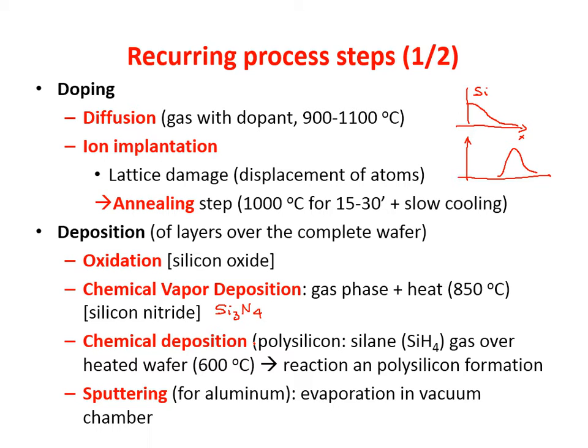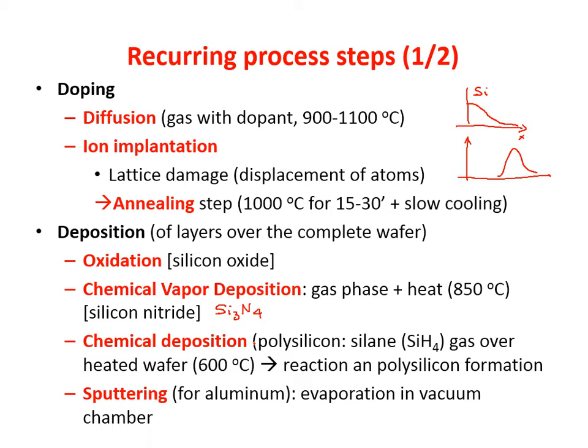So another similar process is chemical deposition. That is, for example, used in particular for polysilicon. Polysilicon means polycrystalline silicon. It's a type of silicon that is not a unique crystal, but is formed by several small crystals with different orientations put together. And it's typically used for the gate layer of the MOSFETs.